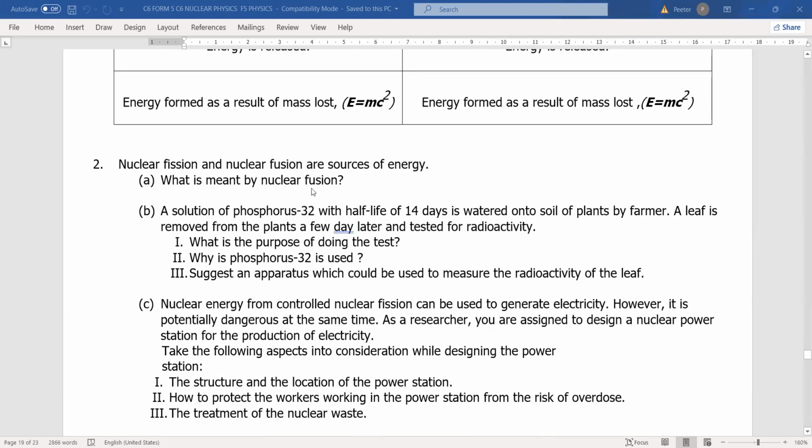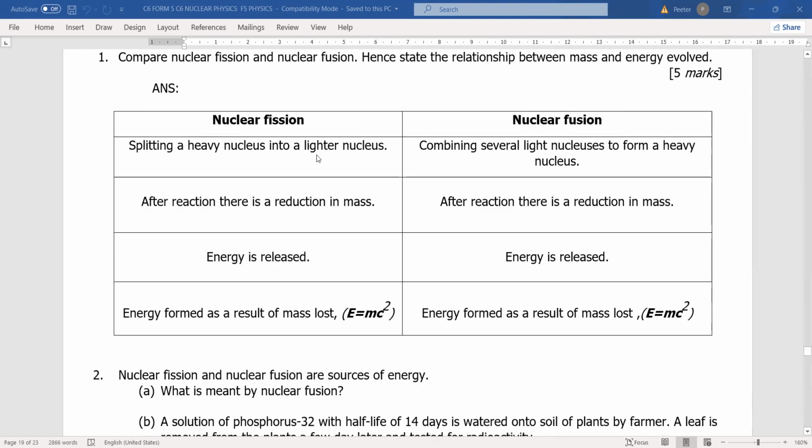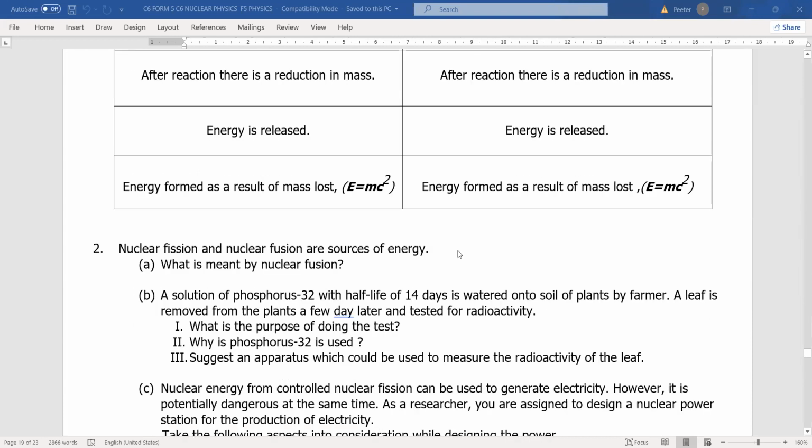So what is meant by nuclear fusion? Fusion is combining several light nuclei to form a heavy one.